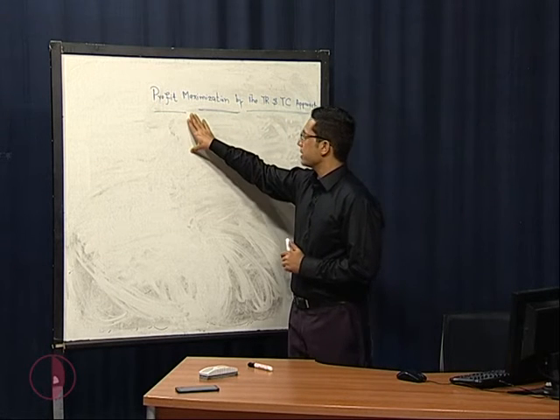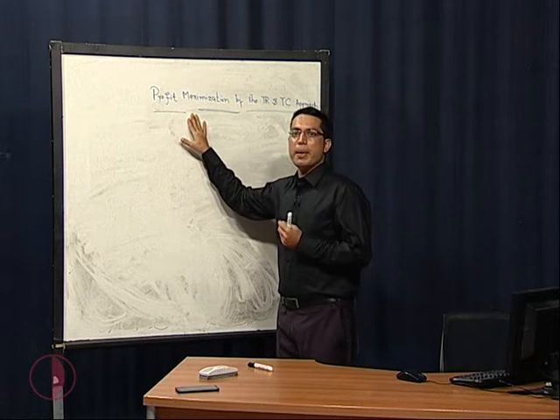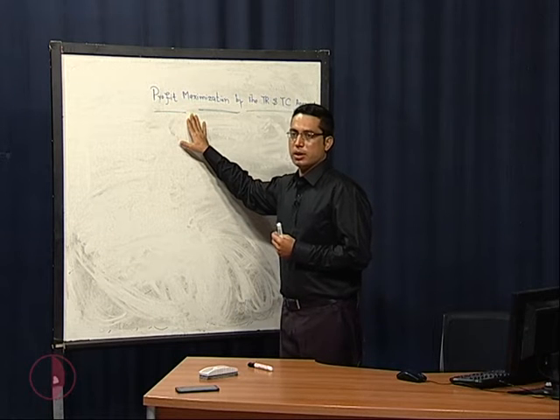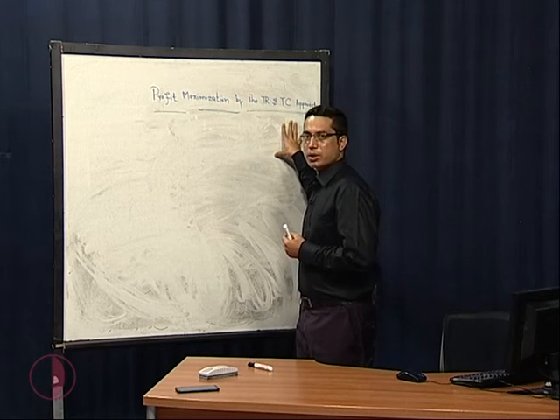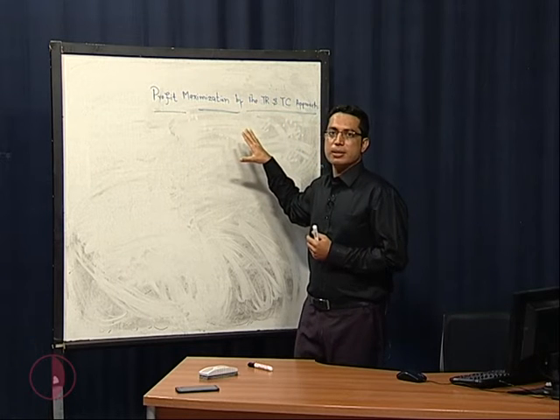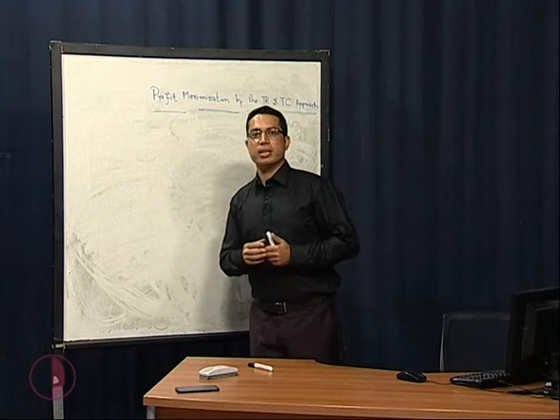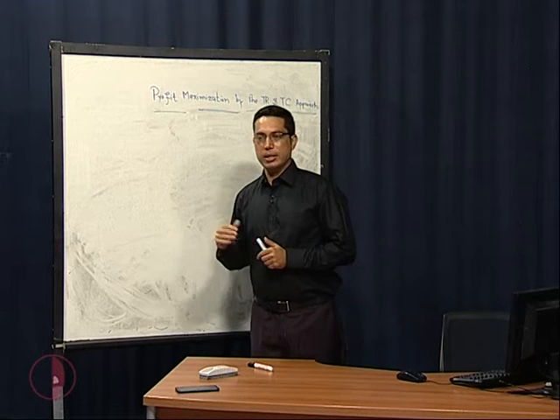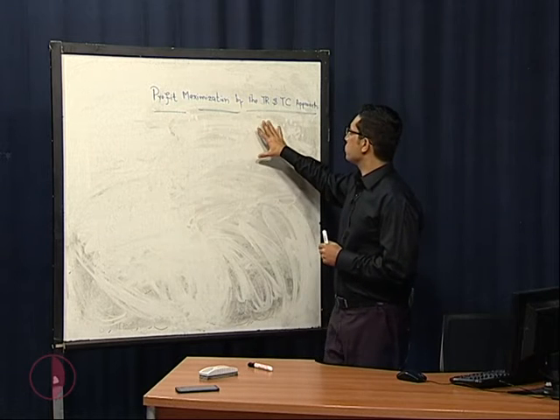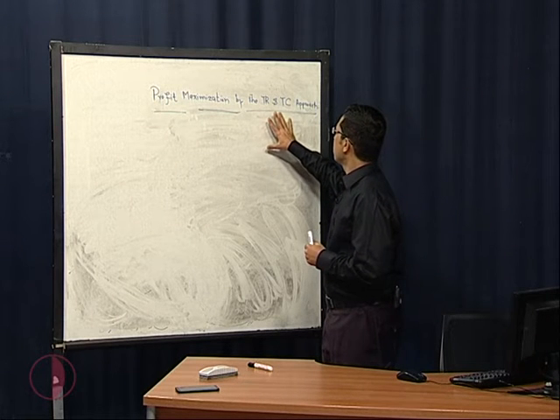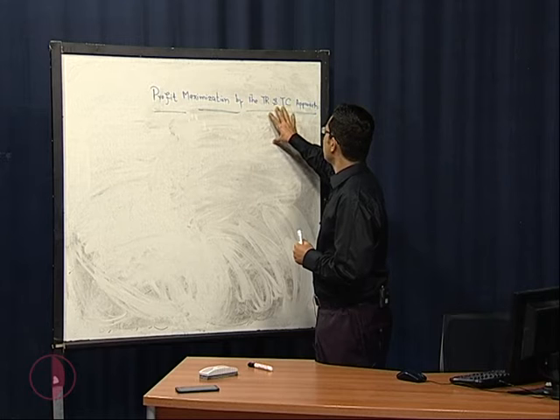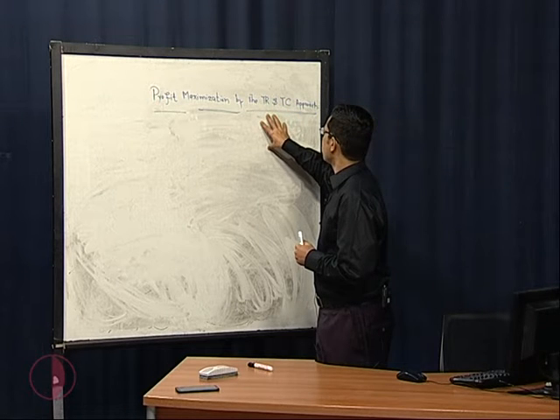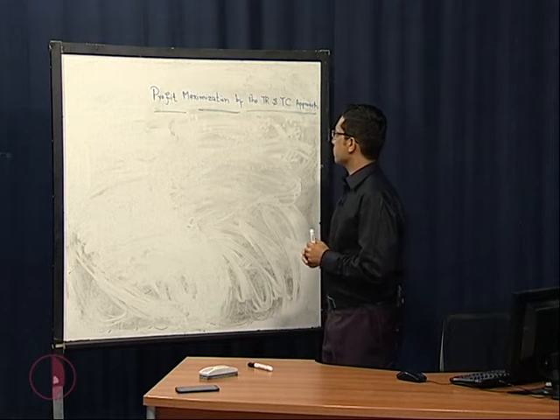For profit maximization, we have two major approaches. One is the total revenue and total cost approach, and the second one is the marginal revenue and marginal cost approach. In this lecture, I am going to cover the topic of total revenue and total cost approach.